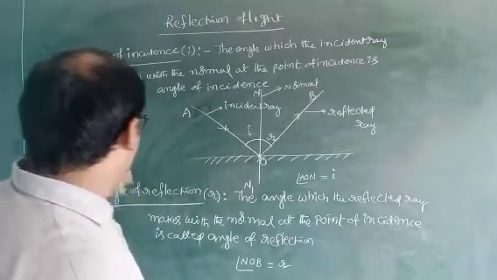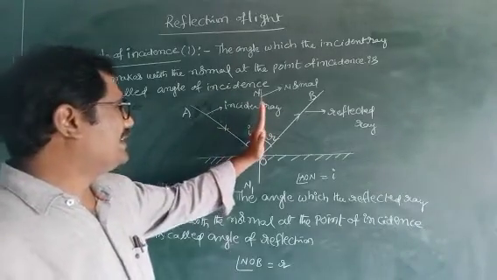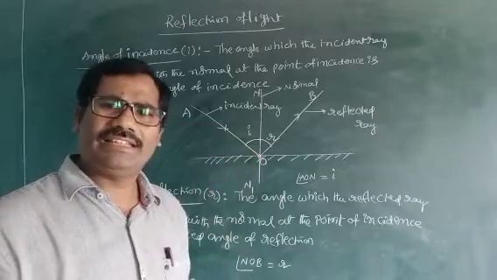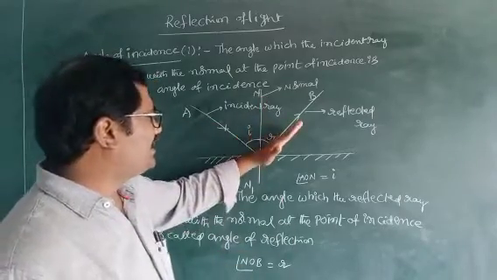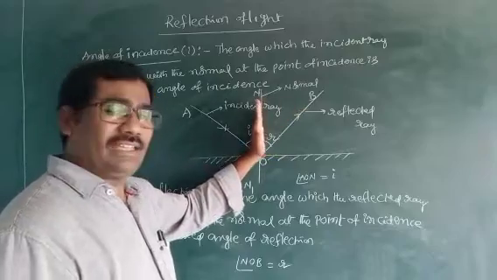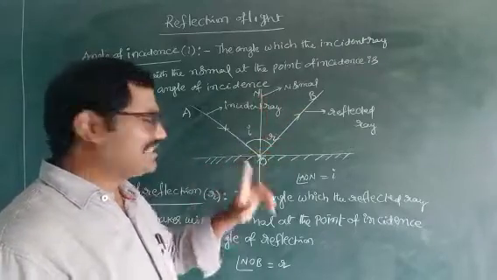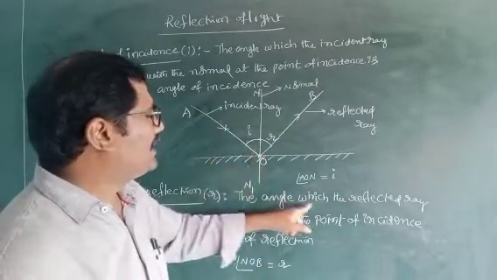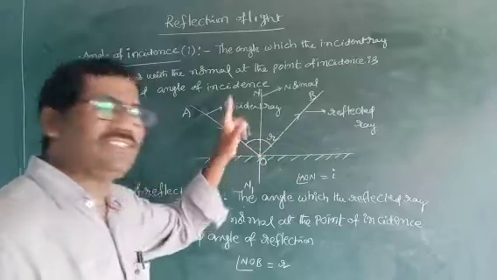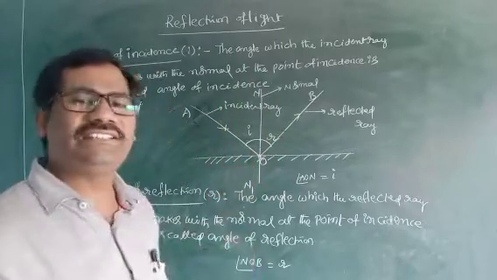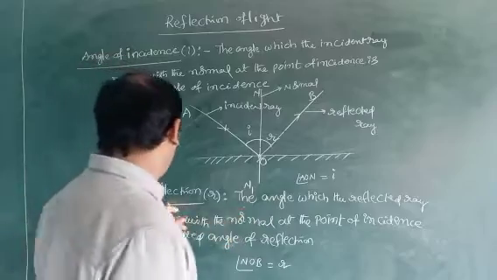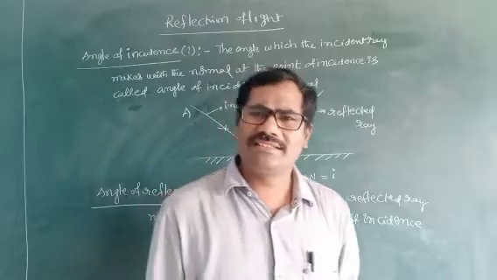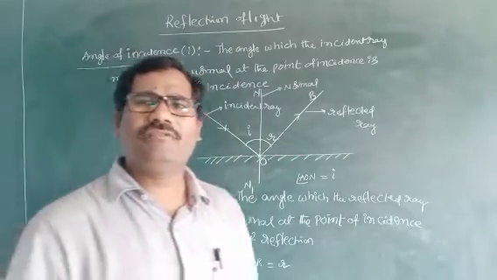The angle between the normal and the incident ray is known as the angle of incidence, and the angle between the reflected ray and the normal is known as the angle of reflection. That means the angle which the reflected ray makes with the normal at the point of incidence is the angle of reflection. Next one, what is the angle of deviation?